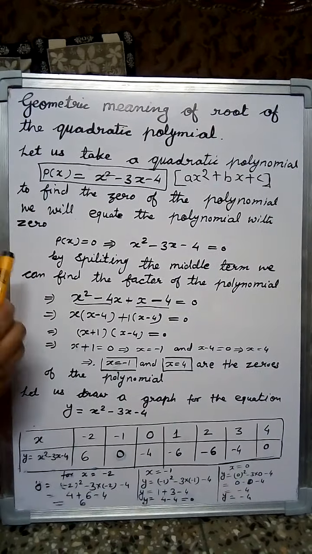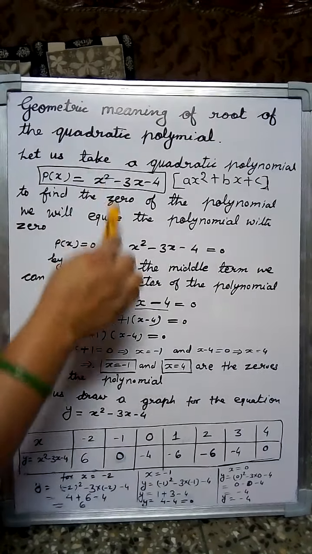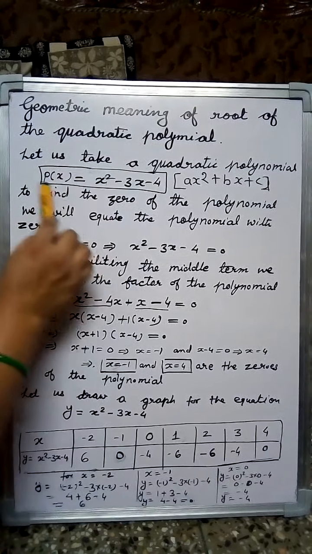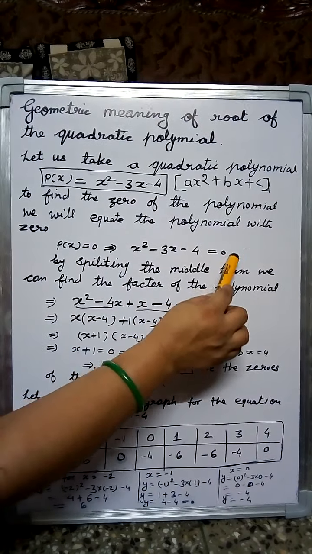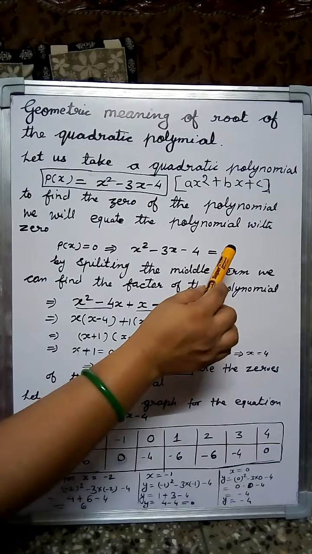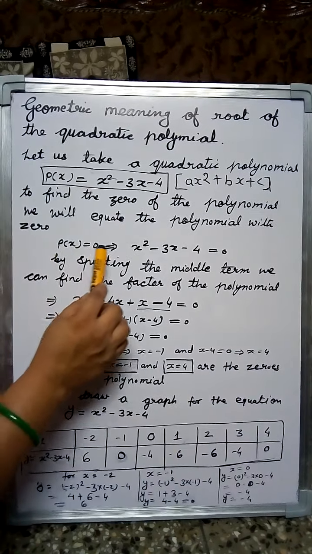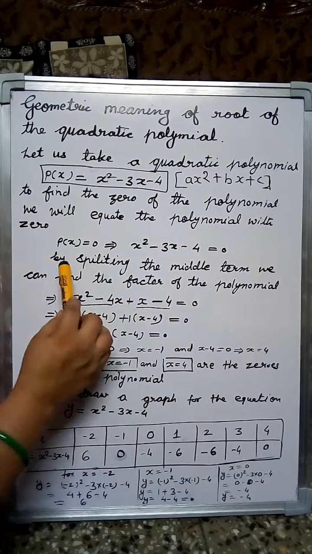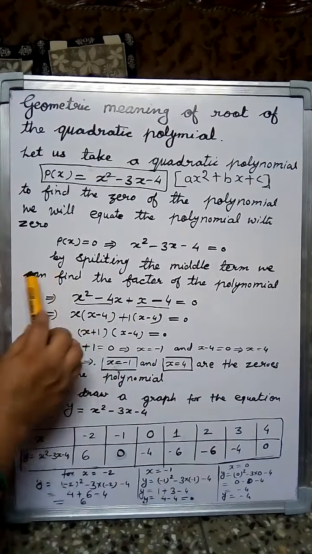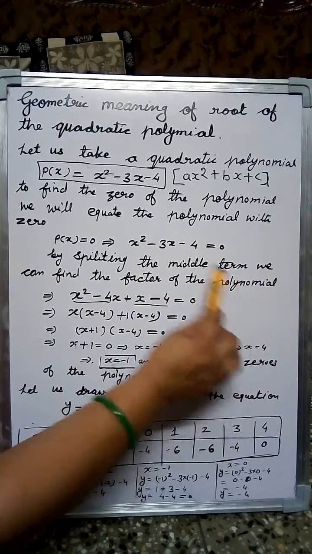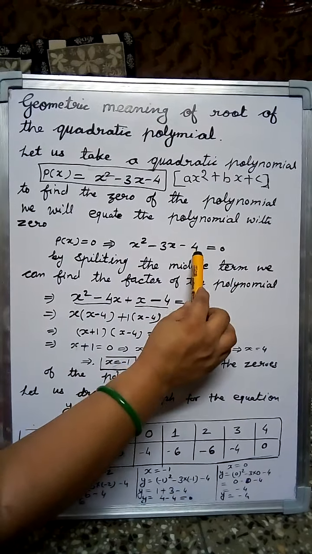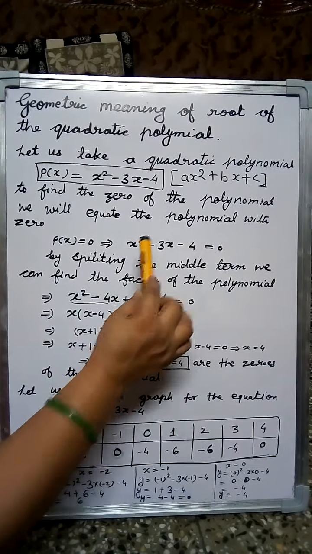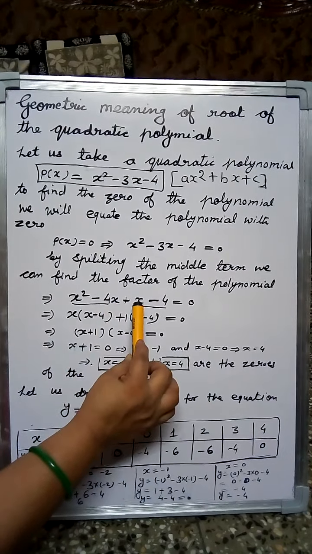Now let us see how we will find the zeros of this quadratic polynomial. First of all, we will equate this polynomial with 0 to get the roots of this polynomial. Now p(x) is equal to 0 means x square minus 3x minus 4 is equal to 0. By splitting the middle term, we can find the factors of the polynomial x square minus 3x minus 4. See how we have split the middle term. The middle term minus 3x can be written as minus 4x plus x.